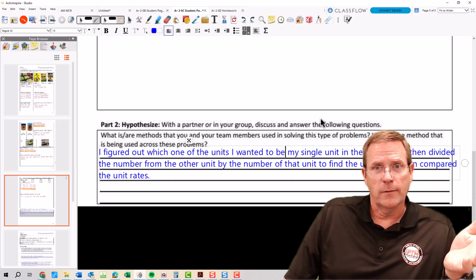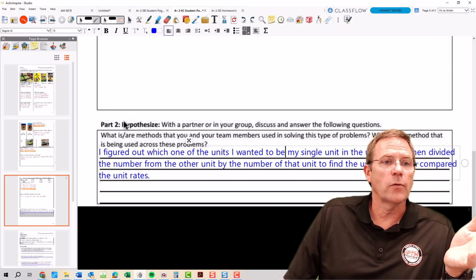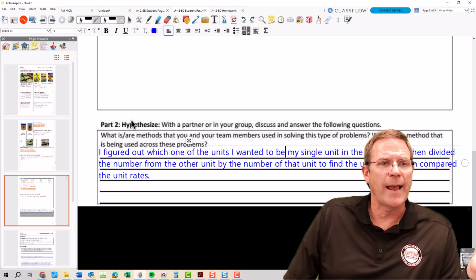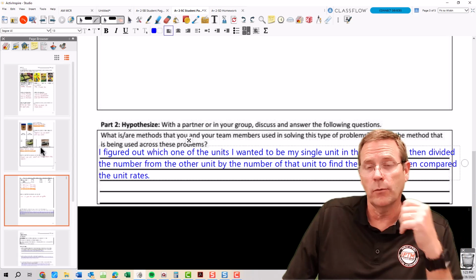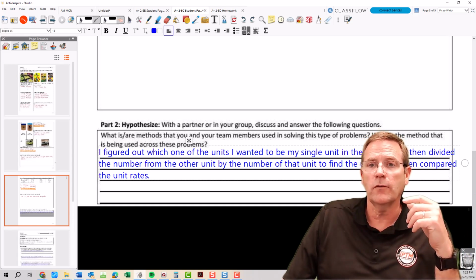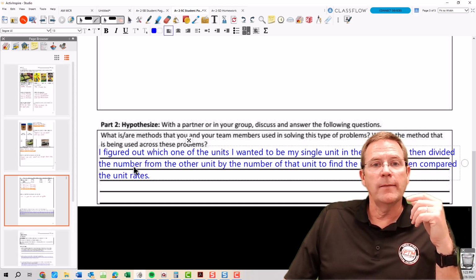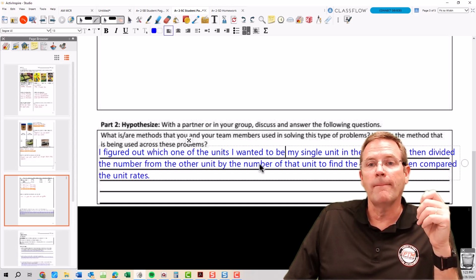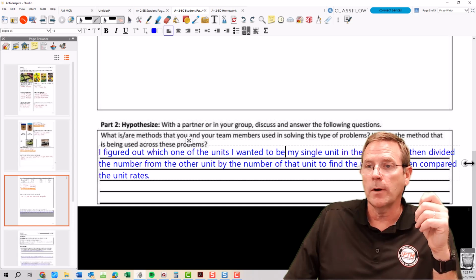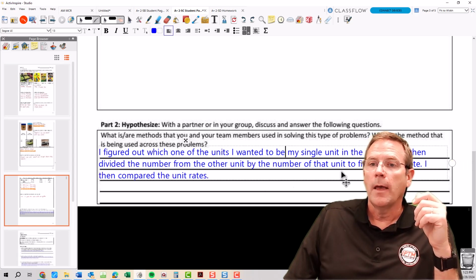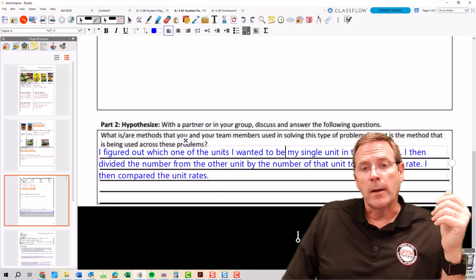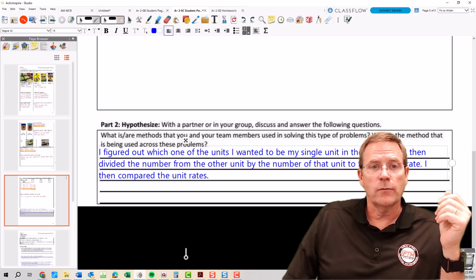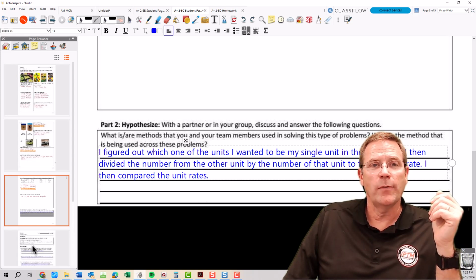So for the last one it was gallons. For the one before that I think it was ounces maybe, or no, it was miles per hour, so it was hours. One before that it was ounces. I then divided that number from the other unit by the number in the unit that I wanted for my unit rate. And then from there, I compared the units. So there I answered the question on how I came up with the answer.